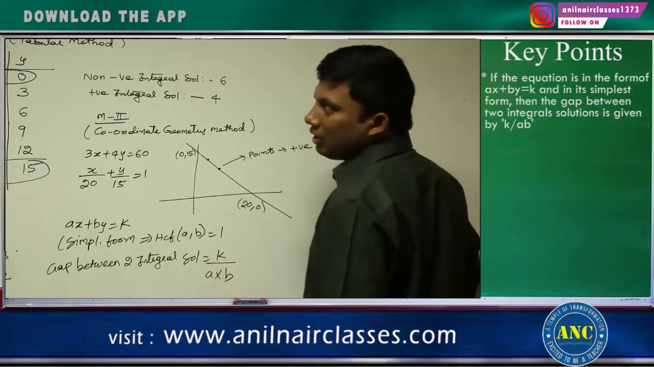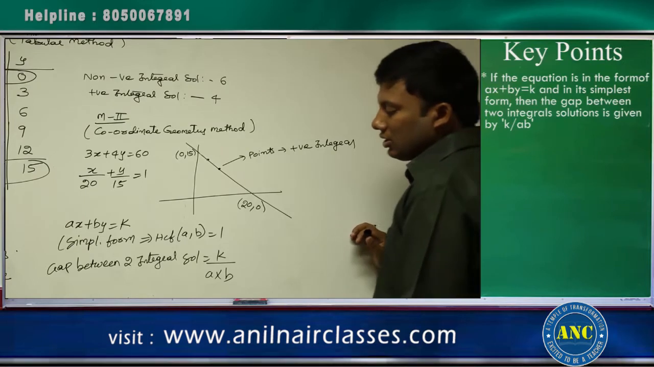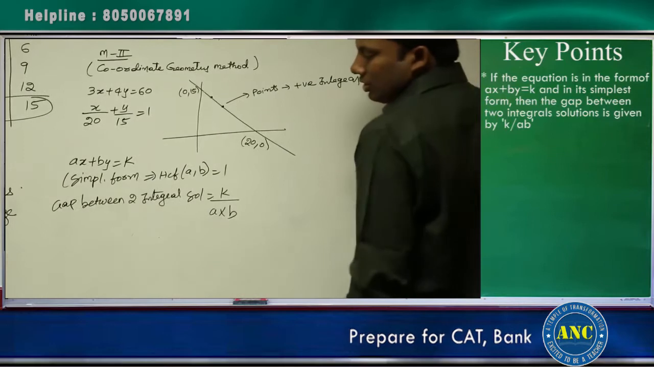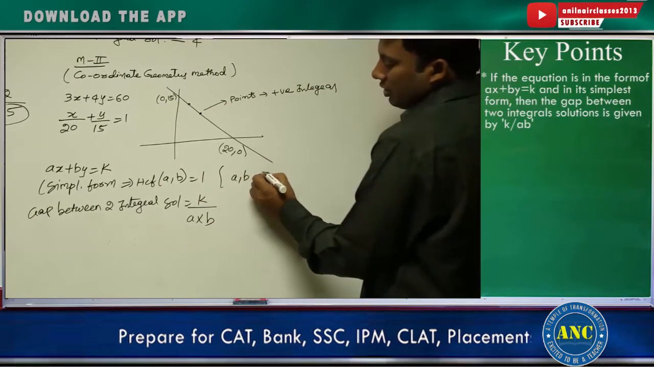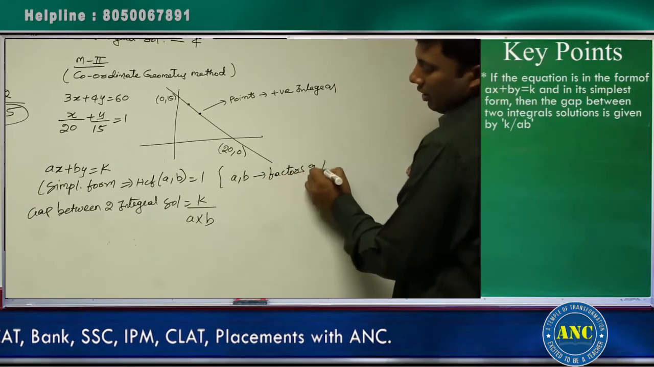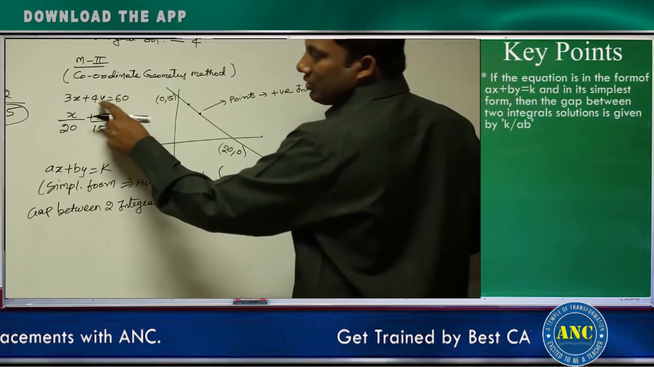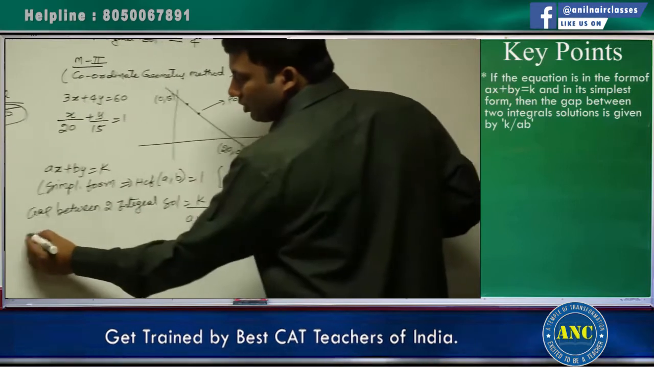I'll tell the proof in the second type of problems. The gap between two integral solutions is k by a into b. Now, see here, in this case, the first observation: a and b are factors of k. Am I right? A and b are factors of k. Is 3 a factor of 60? Yes. Is 4 a factor of 60? Yes.